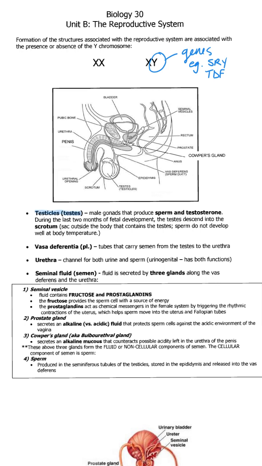They're the male gonads that produce sperm, which is the cellular component, as well as testosterone, a hormone. During the last 2 months of fetal development, the testes descend into a sac called the scrotum. So, really, if you were to look at an ultrasound of a male fetus, you won't see the testes unless the ultrasound is done later. Now, often when an ultrasound is done later, though, the baby is a lot larger and crammed in there, so you can't really see a lot as it is.